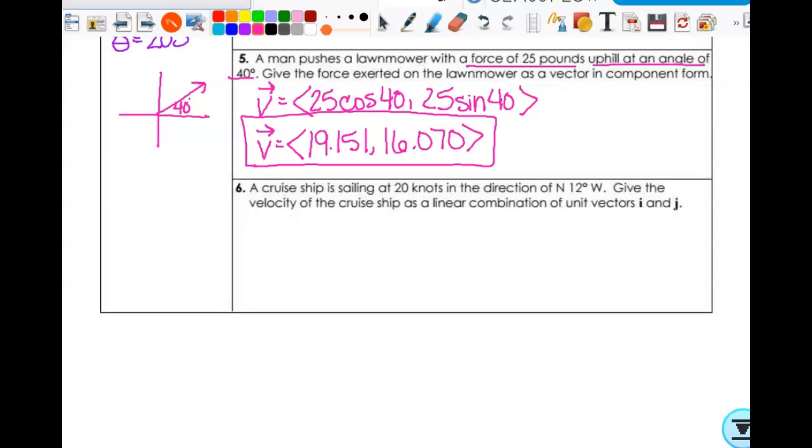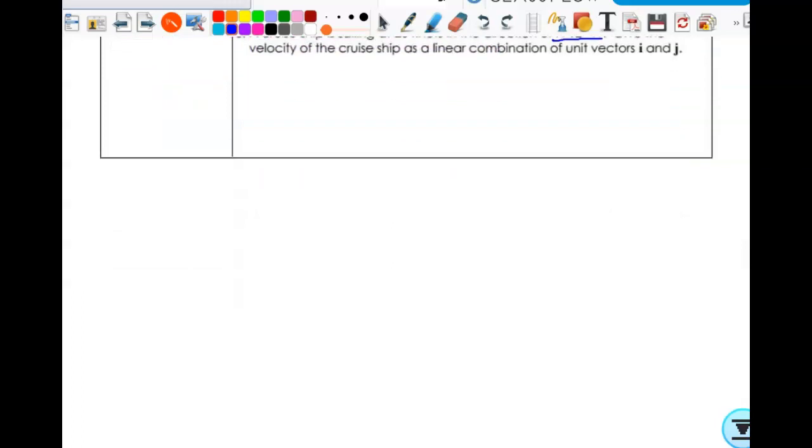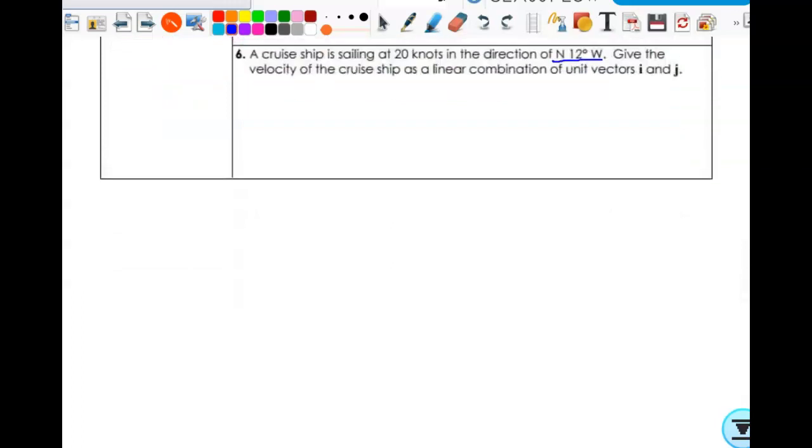So, number 6, a cruise ship is sailing at 20 knots in the direction of north 12 degrees west. Give the velocity of the cruise ship as a linear combination. So we're going to start off by finding the component form and then go from there. But the first thing we need to do is they gave us this bearing, and so we need to figure out what that is as a theta. So I'll give you a second, bless you, for that to happen. So figure out what your theta would be here.